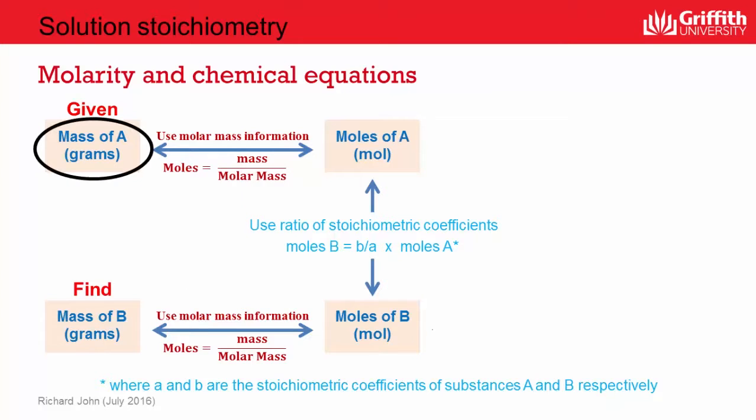So if we were given the mass of substance A and we were asked to find the mass of substance B, we would still use the molar mass information to calculate the moles of A. Then we would calculate moles of B using the ratio of the stoichiometric coefficients, and then we would use molar mass information again to calculate the mass of B.